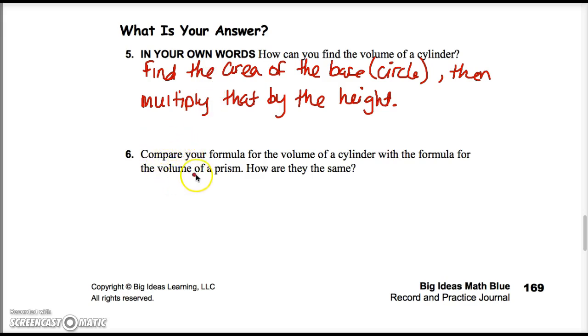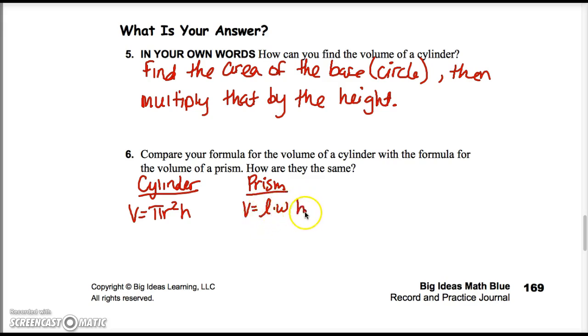Now number 6 says, compare your formula for the volume of a cylinder, which is what we've just done, with the formula for the volume of a prism. How are they the same? So for a cylinder, we took pi r squared, which was the area of the base, the area of the circle, and then multiplied it by the height. For a prism, you take length times width and then times the height.